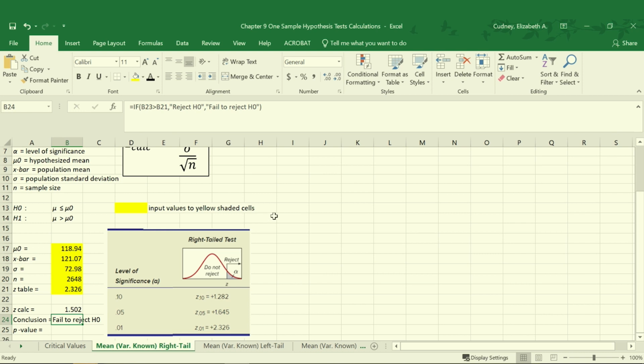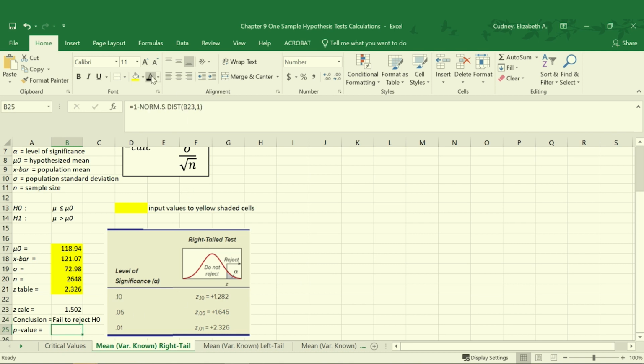I've set up the logic here that if our Z calculation value from B23 is greater than our Z table value from B21, then we're going to reject the null hypothesis. Otherwise, we'll fail to reject the null hypothesis. If we look at the distribution, our Z calculation will fall to the left of our Z value, which is in the do not reject region, so we fail to reject our null hypothesis.